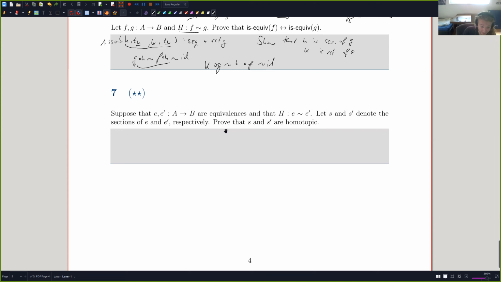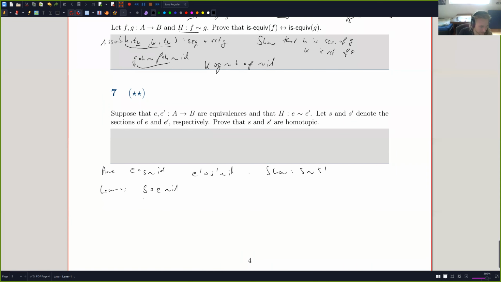Okay, so first, if we have such an equivalence, we can show that such a section is also a retraction. So we have the section S of E. We know E after S is homotopic to the identity, and E prime after S prime is homotopic to the identity. We want to show S is homotopic to S prime, and we first have a lemma: S after E is homotopic to the identity, so S is also a retraction.